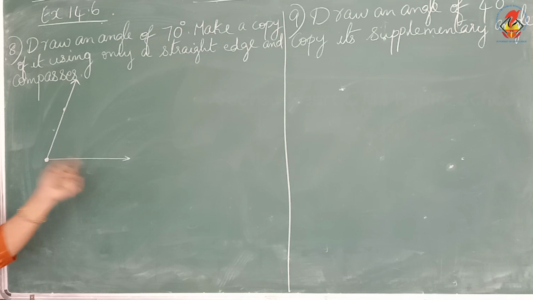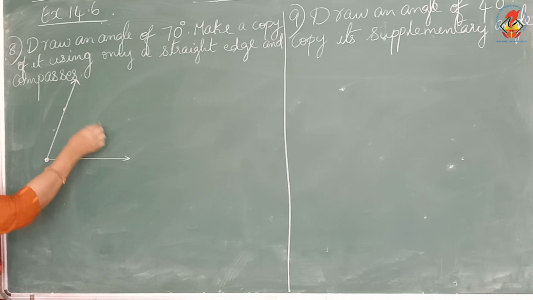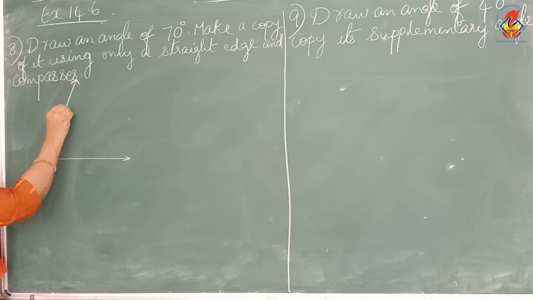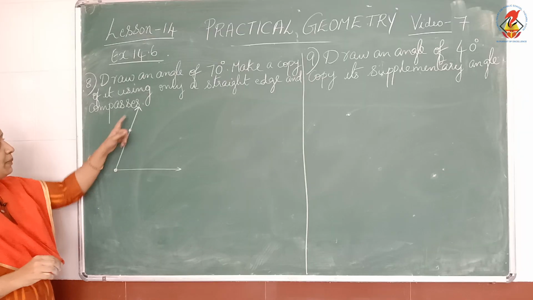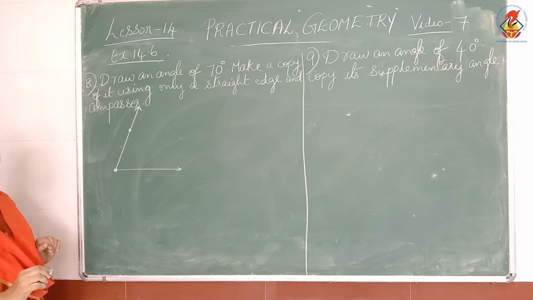First you have to draw one ray and mark the starting point of the ray and place the center of the protractor here and the zero edge along the ray. Look at the inner scale, where is 70 degrees, mark a point there, and by using your ruler and pencil you draw a line. Okay, now this is a 70 degree angle.